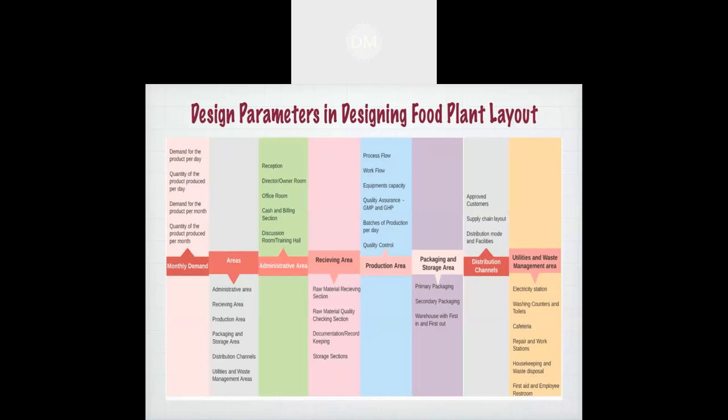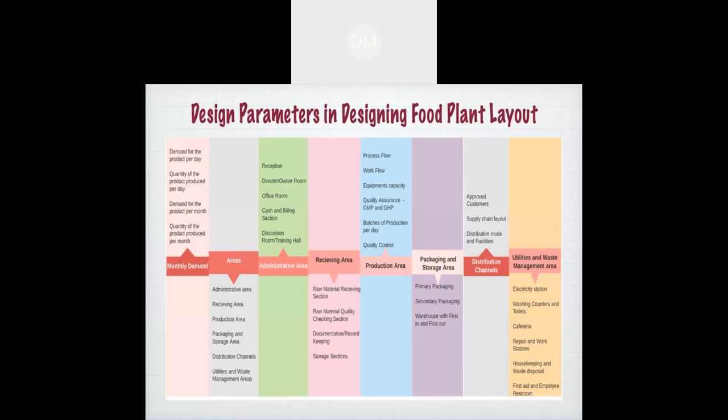For example, suppose fruit processing. In which condition is the fruit received, unripe condition or ripe condition? A ripening chamber is required for fruit ripening purpose. So these conditions are required for receiving areas.